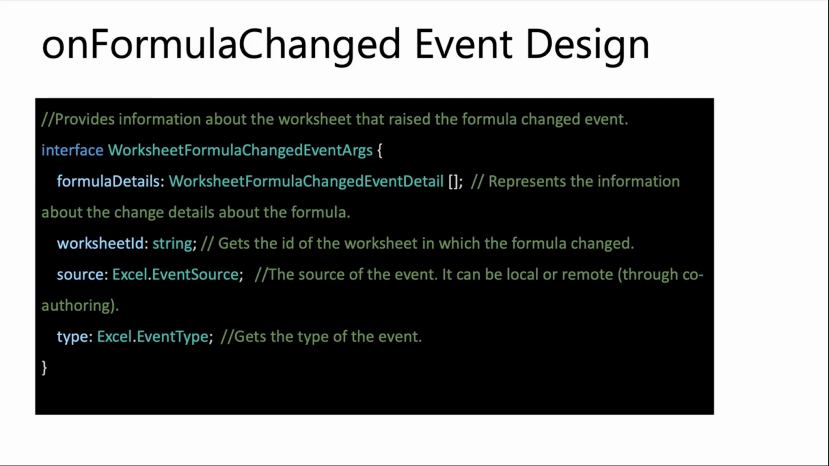We have events called onChange events, so that will track the changes you made in a normal range. If you change from value to a value, then that will be triggered. But this one is more like monitoring the changes from the formula, so that will be targeting the scenario for the custom function write back. When the formula is being changed, this event will be triggered.